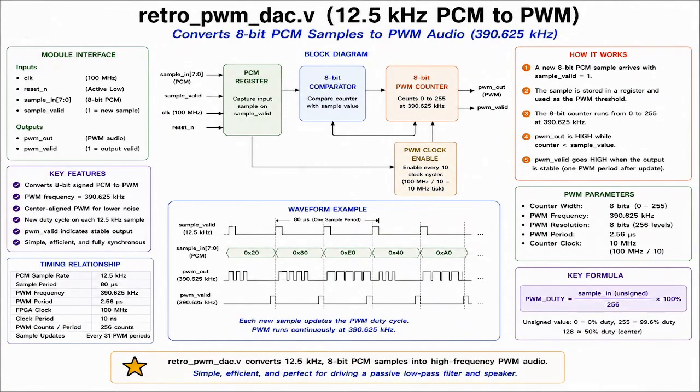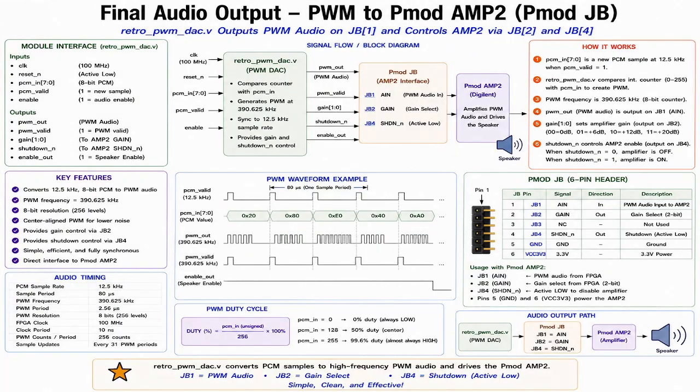The PWM DAC converts those PCM samples into a high-speed PWM waveform. Our PWM carrier runs at approximately 390 kilohertz, while new PCM samples arrive every 80 microseconds. As each sample changes, the PWM duty cycle changes with it, creating a digital representation of the original audio waveform that can be amplified by the Pmod AMP2.